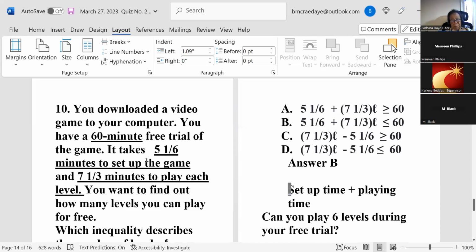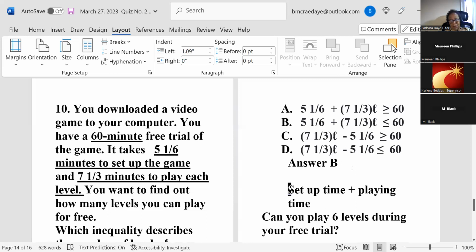So what are you limited by? The 60 minutes, because that's the limit they give you for the free trial. So when you add the setup time plus the playing time times the number of levels, it cannot exceed the 60. So it's got to be less than or equal to 60. So this is your answer. That's the first part of the problem. The first part, answer B.